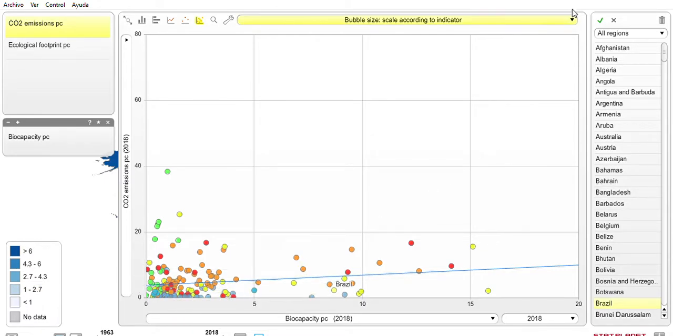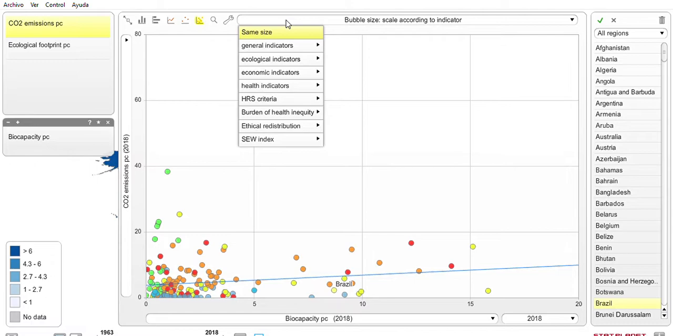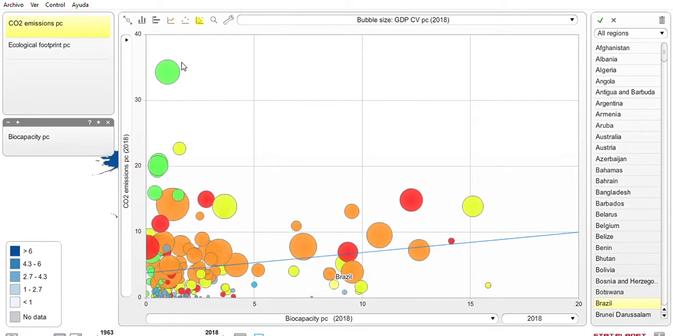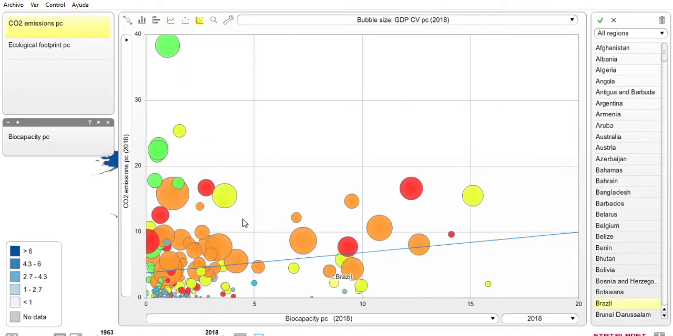So in a way, and you will see it here, it's similar to the correlation between biocapacity and ecological footprint, that it's much influenced by the GDP per capita. Let's look at it in a lower scale so we can see it better. The higher the GDP, and here this is depicted with the bubble size, the higher the carbon emissions regardless of their biocapacity level. So this is the correlation between these variables.